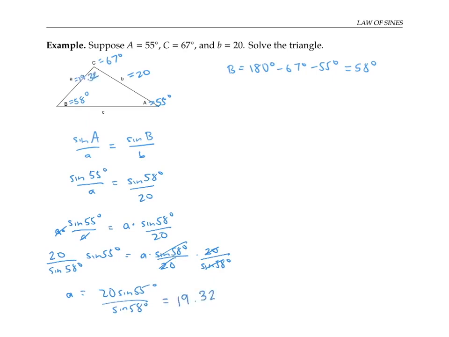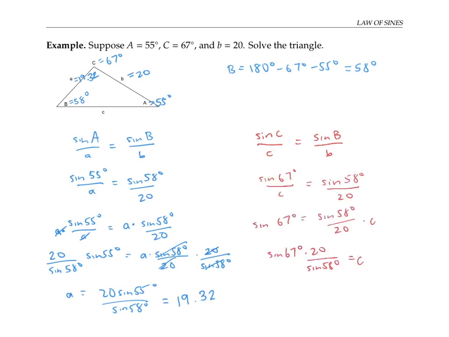Please pause the video and use the same method to find side length C. This time, we need to involve sine of C and side length C in our equation, and we could use either the B's or the A's since they're both known for the other side. I'll plug in values as I can and solve for C. C works out to 21.71.